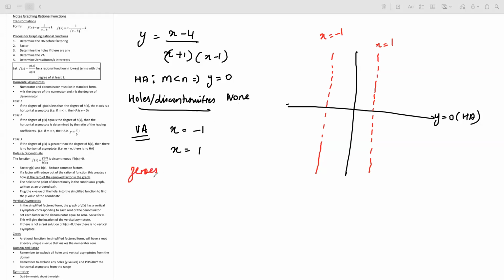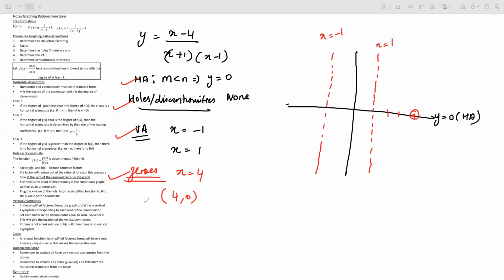Coming to the zeros of the function. How do we find them? Go to your numerator, x equals 4. Zeros of the function means if you substitute x equals 4, the y value is 0. So the point is 4 comma 0, where the graph cuts the x-axis. So that's a point for the graph. Make sense? So I'm done with the horizontal asymptote, holes, discontinuities, vertical asymptotes, and the zeros.